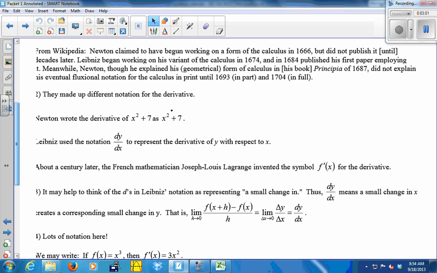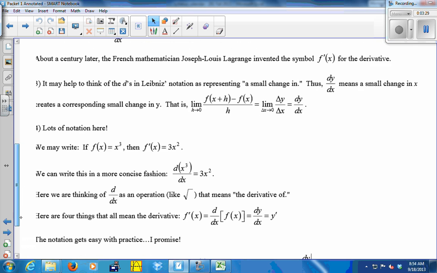And then about a century later, a French mathematician named Lagrange, another really famous mathematician, invented the symbol f prime of x. And that's a really common one used today also. So we're mostly going to use dy dx, which we call the Leibniz notation, and f prime of x, which is the Lagrange notation.